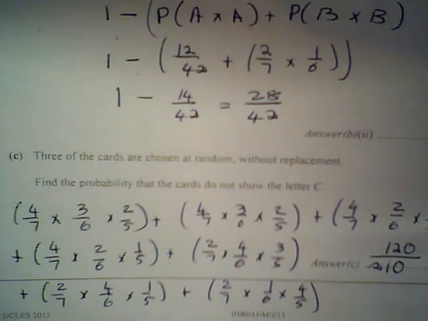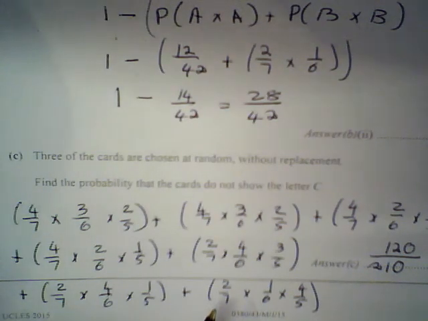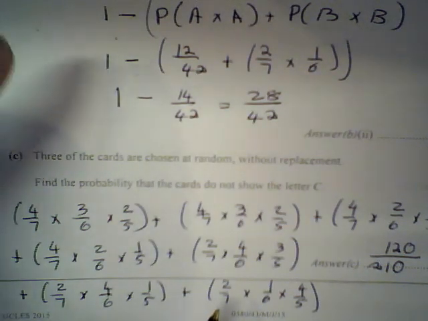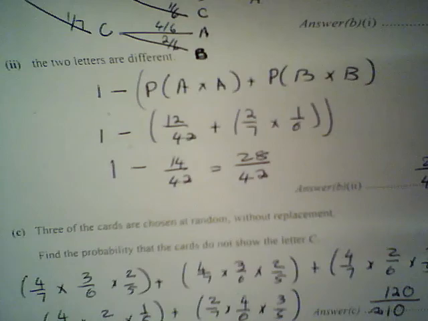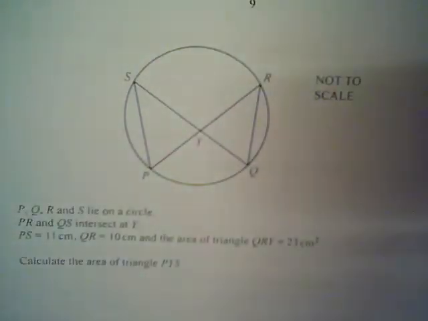I have AAA, AAB, ABA, ABB, BAA, BAB, BA, BAB. Okay, and that would give me the total. Okay, so I'm happy. Good, so next question.